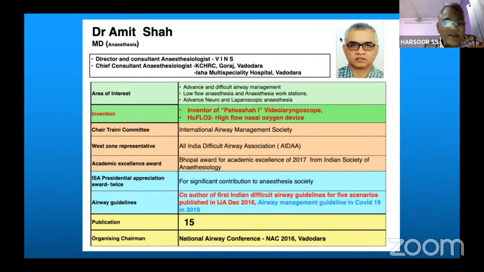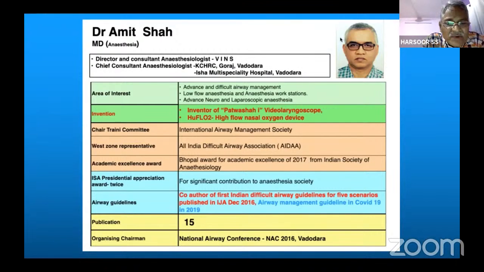Just to give an introduction about Dr. Amit Shah, I think he is a great personality in the airway field. As a customary practice, he is one and the only partner of this Patwa Shah video laryngoscope. I think we should all be proud of anesthesiologists trying to do an invention. And also the high flow nasal oxygen device, they are the inventors. He is actively involved with the Airway Society, that is the All India Difficult Airway Association, and he is one of the awardees of the Bhopal Award for academic excellence from the ISA in 2017, and he has several publications.